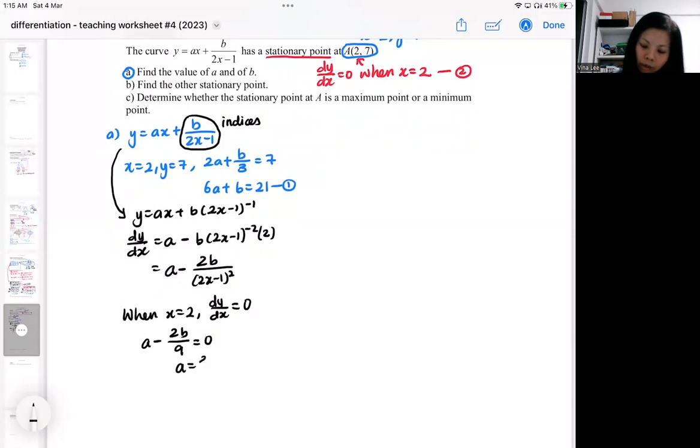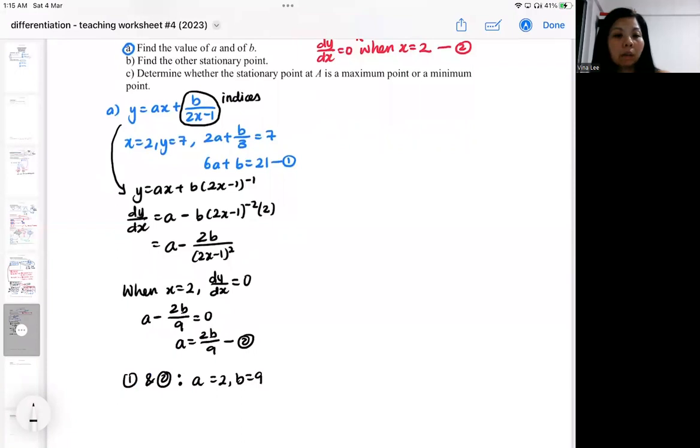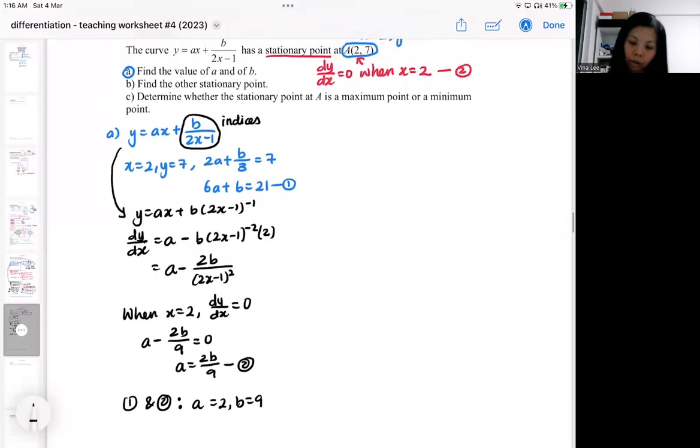You will get an equation. So if you solve 1 and 2, it shouldn't be an issue for you to get the answer. I will not be showing. So that's your two equations, how to get your A and B. So that should help you to go on to the second part.